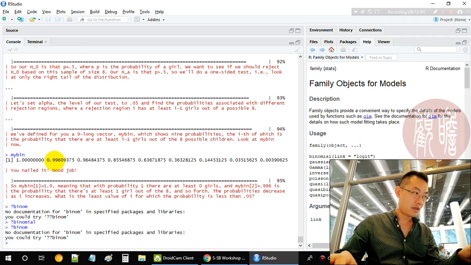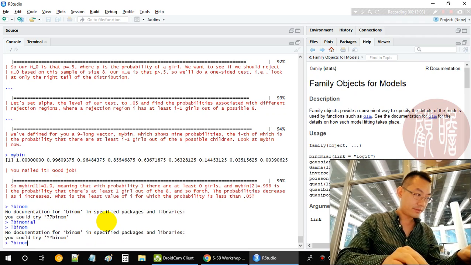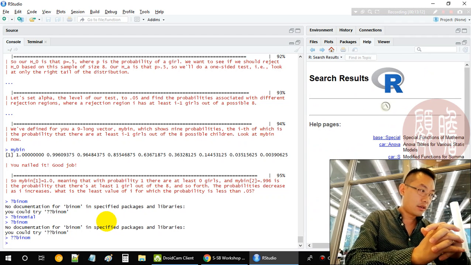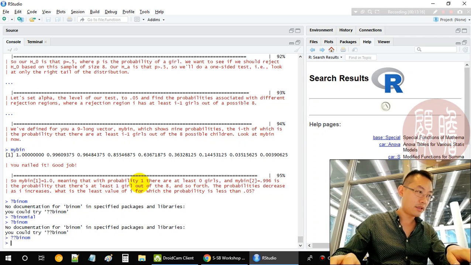And that binomial specific package might not have been loaded. Okay, well, let's continue. Let's park it first.